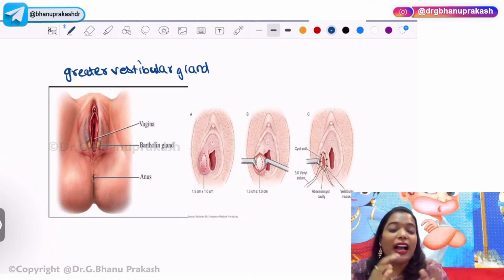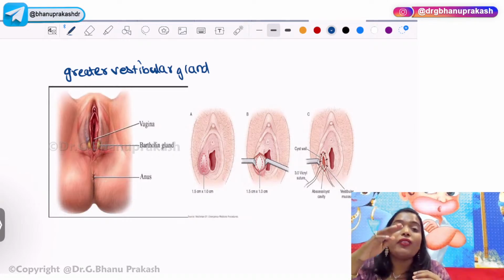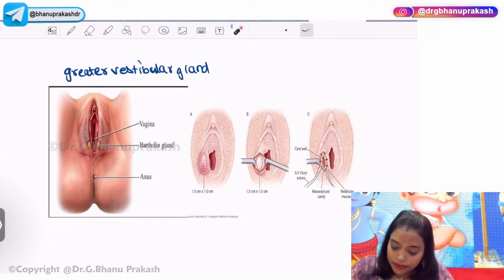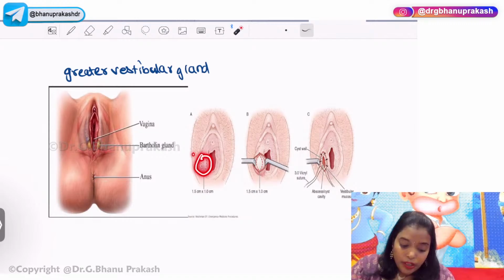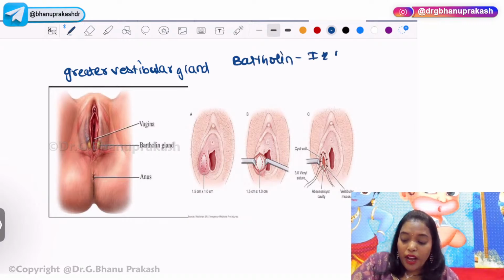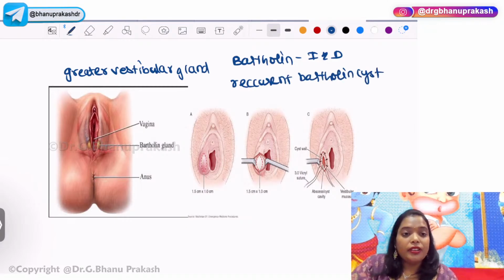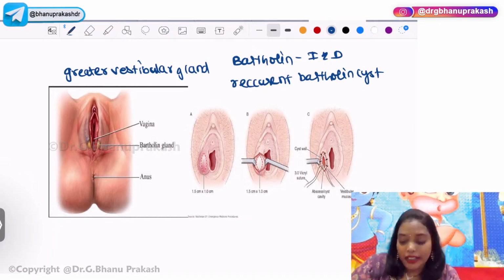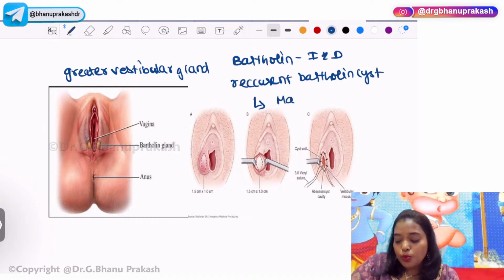When you initially find it, it is at the junction of upper two-third and lower one-third of the lateral wall of labia majora. So this is the Bartholin cyst. It is inner to labia majora. You can put an elliptical incision on this Bartholin cyst and drain out all the contents. So when it is Bartholin cyst, first you can always try incision and drainage. But if you have recurrent Bartholin cyst, then what is the best treatment we have? For recurrent Bartholin cyst, the best treatment is marsupialization.